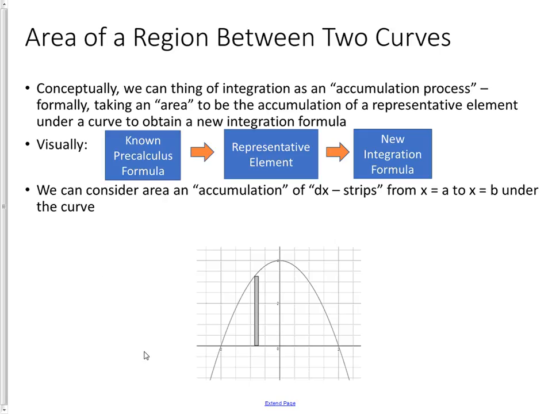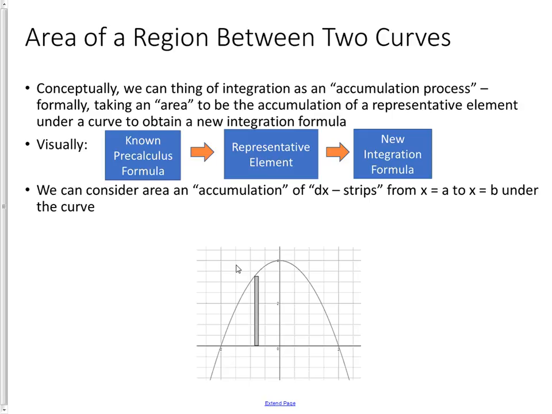Conceptually, when we think about the area of a region between two curves, we can really think of this as an accumulation process. This is something we stated in the very first video in this series. Formally, we take that area to be the accumulation of some representative element under the curve to obtain a new integration formula. And to visualize that situation, let me give you the rundown as we look at this graph right here and what that might mean.